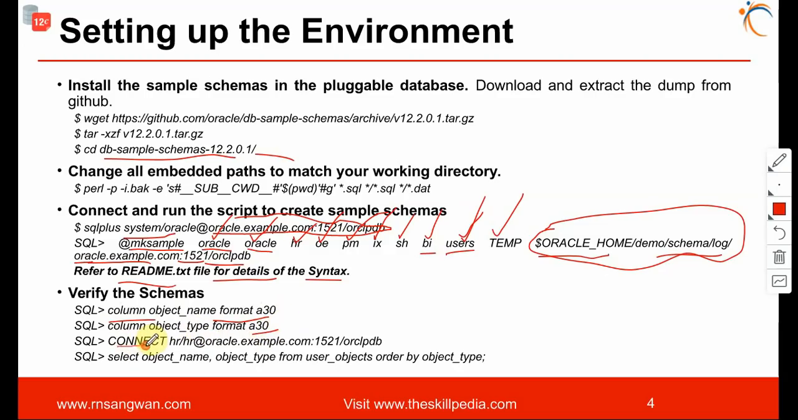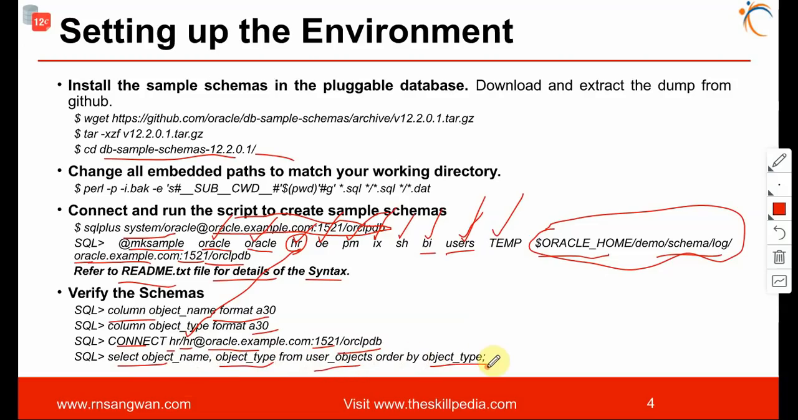Connect. Now we are connecting, first to the HR schema: HR user, HR password. So user/password, HR/HR at oracle.example.com:1521/orclpdb. Select object name, object type from user objects, order by object type.